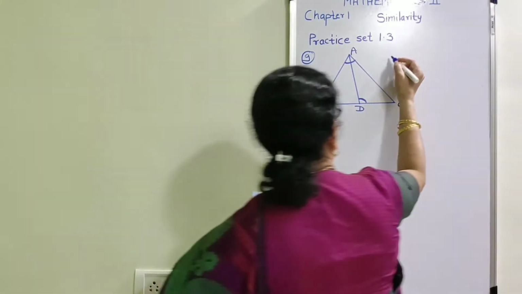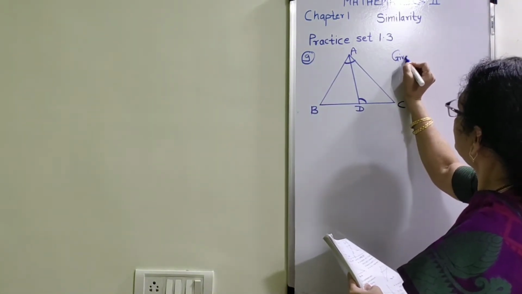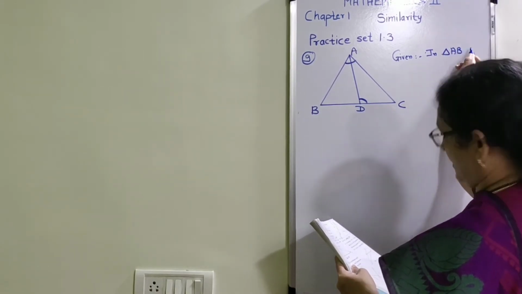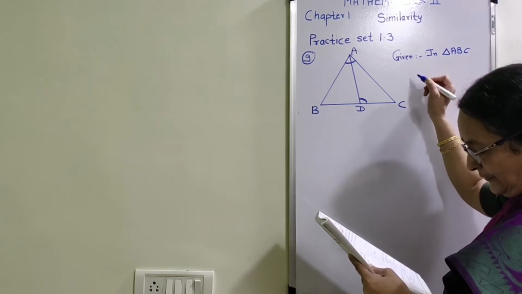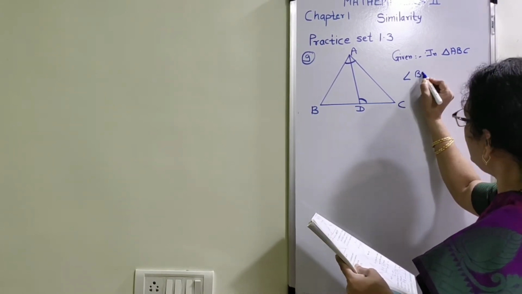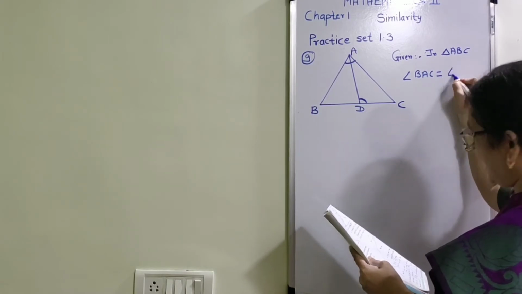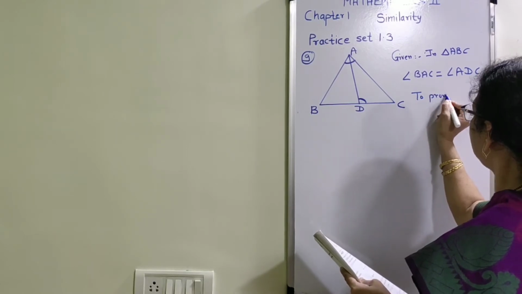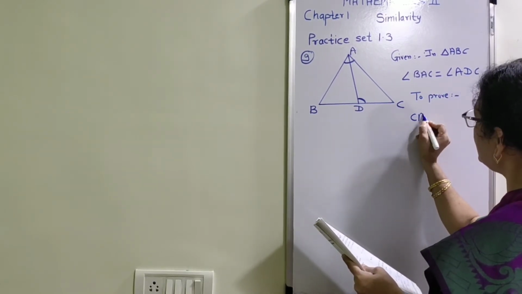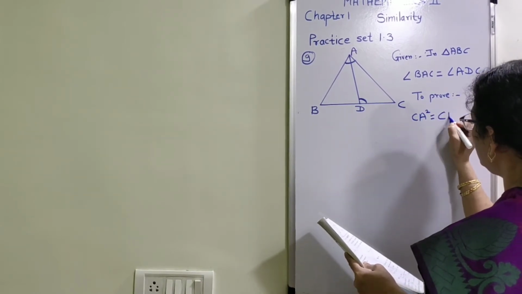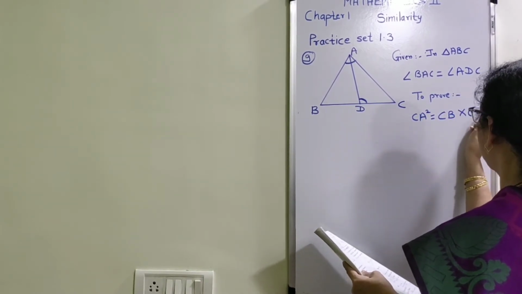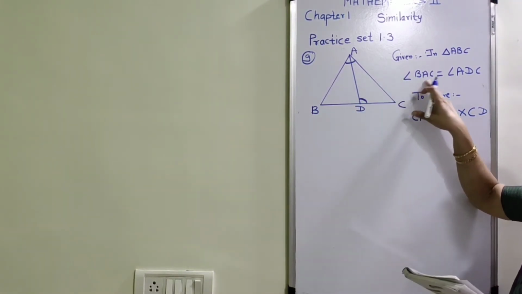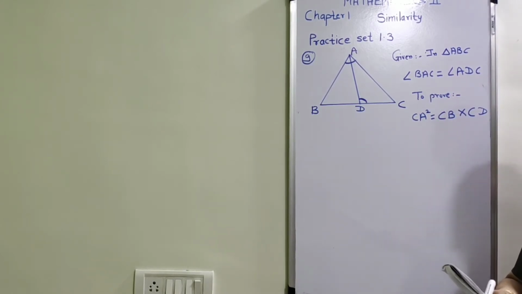Now first of all write down the given things. In triangle ABC, write the first given thing, angle BAC is equal to angle ADC. You are going to prove that CA square is equal to CB into CD. Now observe the given things. In both the triangles, one pair of angles is given congruent to each other.